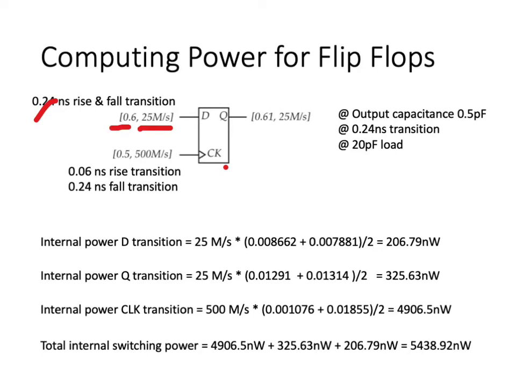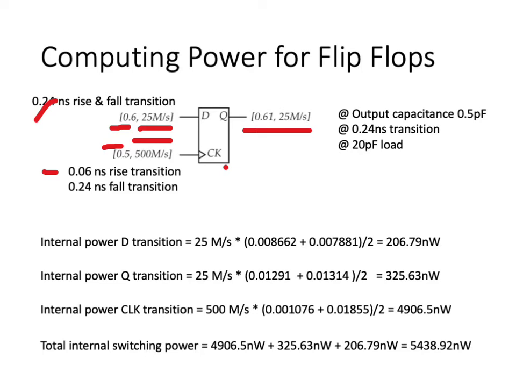And the clock has a toggle rate of 500 mega transitions per second with a 50% duty cycle. Here the rise transition is very short, occurring in only 0.06 nanoseconds, while the fall transition occurs over a longer time duration. And this is the static switching activity probability and the toggle rate at the output of the flip-flop.